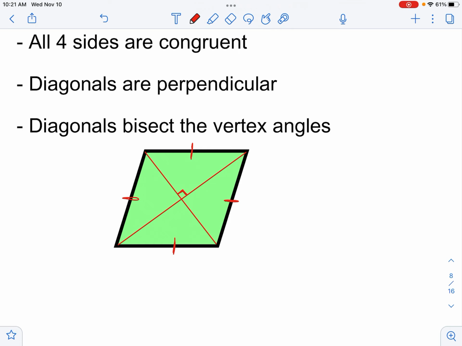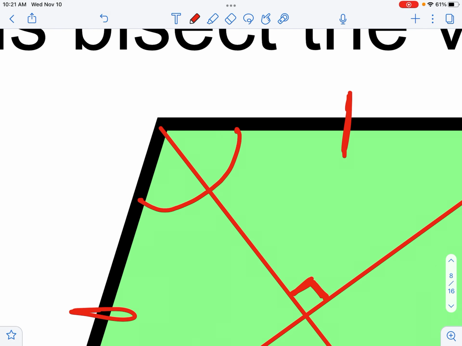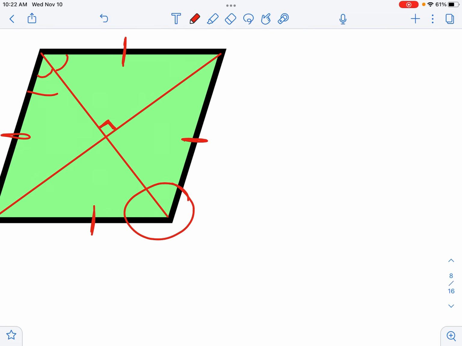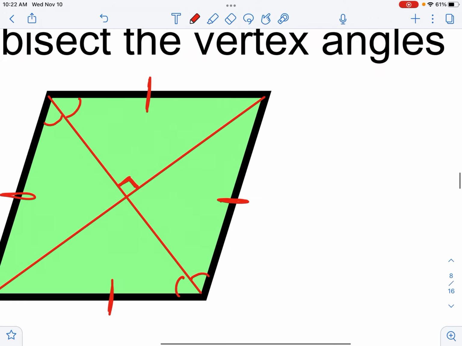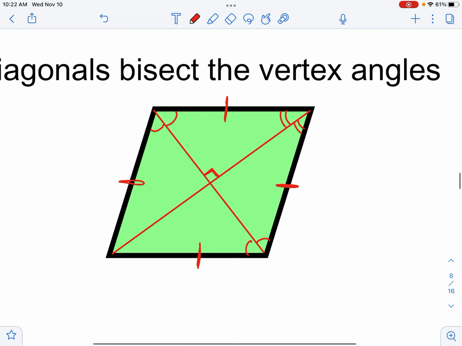Last one, diagonals bisect the vertex angles. So what that means is that this angle right here is being bisected. So if I knew this was 15 degrees, this is also 15 degrees. But remember, this angle is congruent to this angle. So if the whole thing's 30, this has to be 15 and 15. Same thing goes on here. If this was 30 degrees and 30 degrees, which I'm making up random numbers because obviously that's not making a rhombus, these 2 are also the same as that.